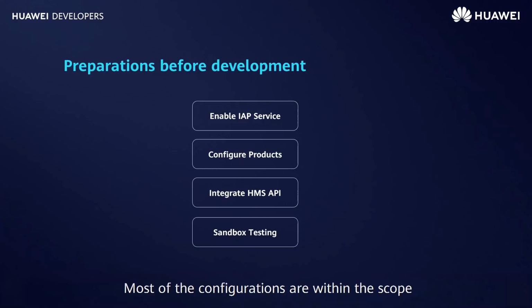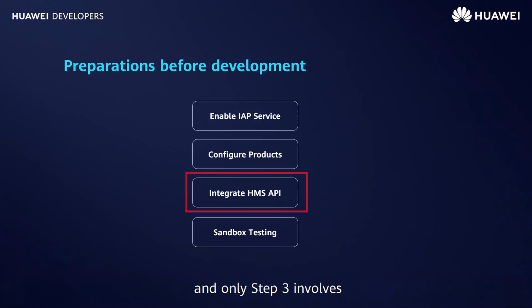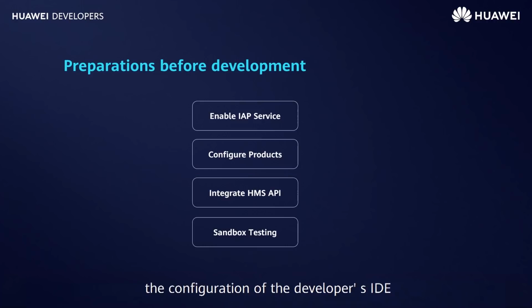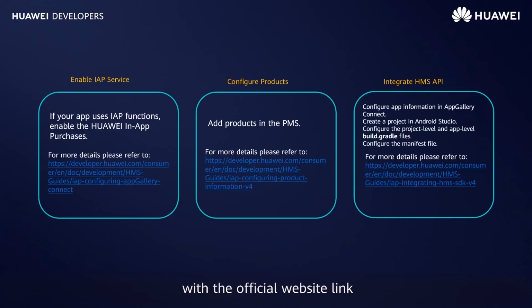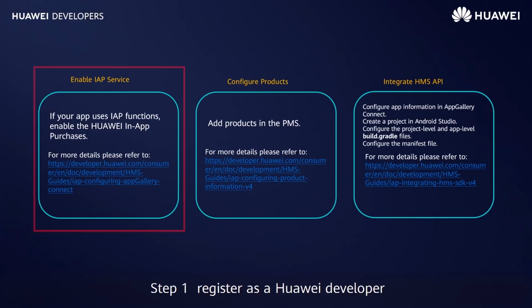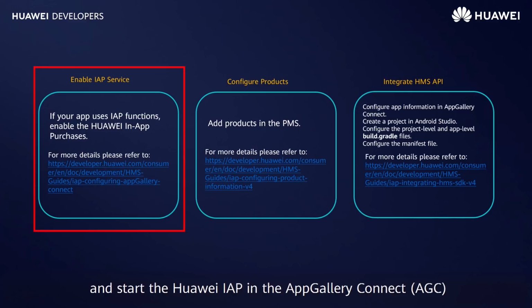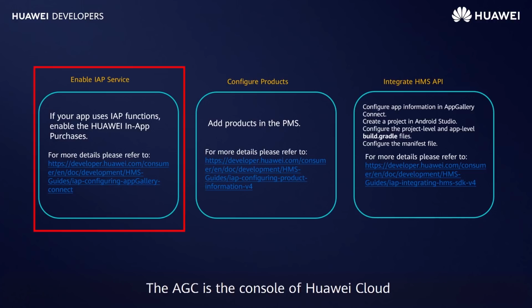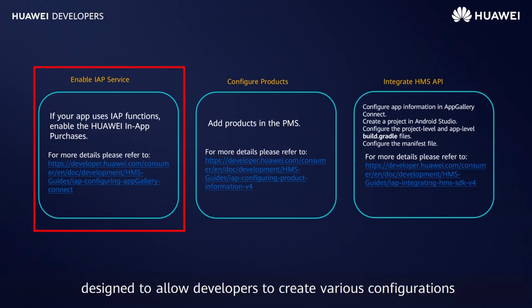Most of the configurations are within the scope of Huawei Cloud Service, and only step 3 involves the configuration of the developer's IDE. Here I am going to illustrate the highlights so that you can learn about the details together with the official website link. Step 1. Register as a Huawei developer and start the Huawei IAP in the App Gallery Connect, AGC. The AGC is the console of the Huawei Cloud, designed to allow developers to create various configurations.